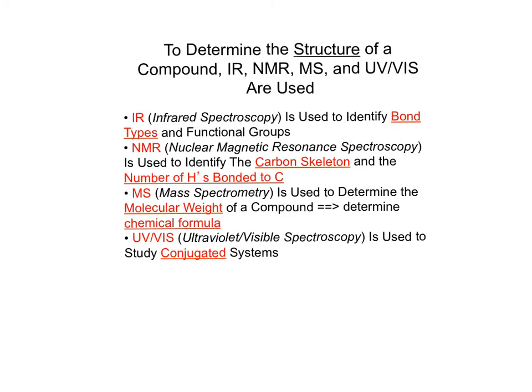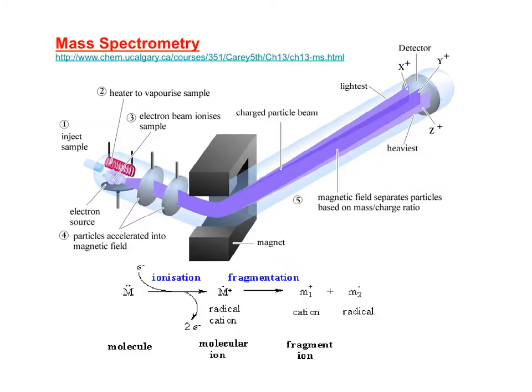Let's focus on 3 ways to determine the structure of a compound. We'll look at IR to determine the bond types, NMR for the carbon skeleton, and mass spectrometry to determine the molecular weight. Here's a picture of the mass spectrometer. So a sample is injected and vaporized in the spectrometer. An electron smashes into the sample, forms a molecular ion and other fragments. Those ions are deflected by a magnet and then detected by a detector. So it's sorted by the mass to charge ratio.